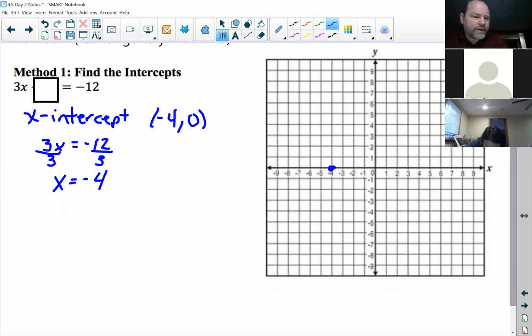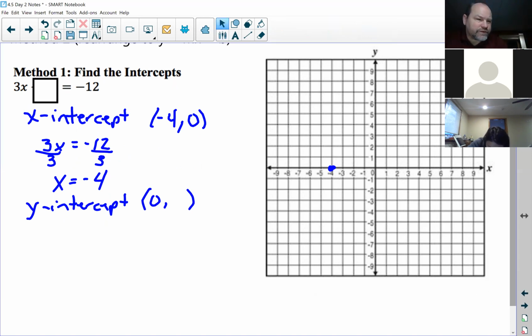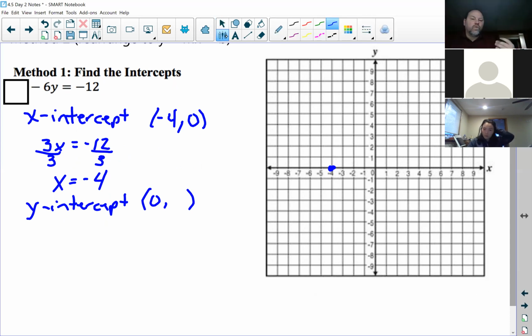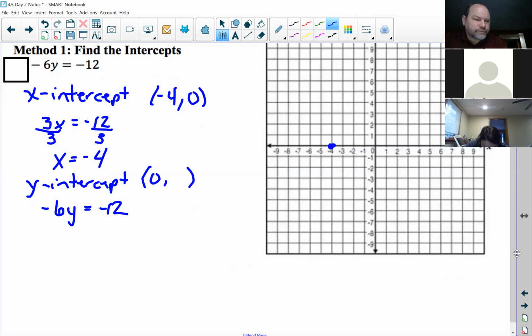Then we find our y-intercept by plugging 0 in for x. Again, that means we're just going to cover up the x term. One of the things to remember, that minus stays with the 6y. So it's going to be -6y equals -12. Solve by dividing.